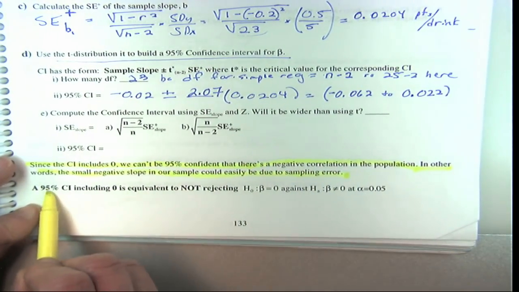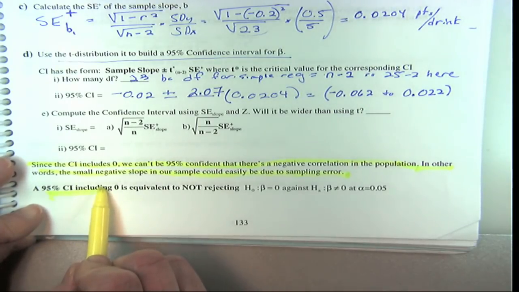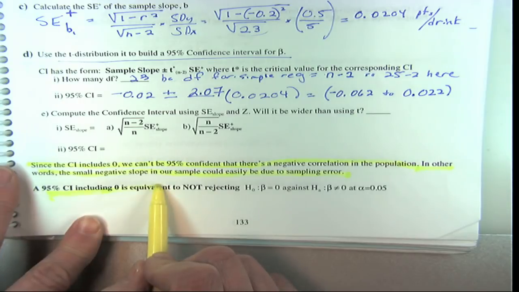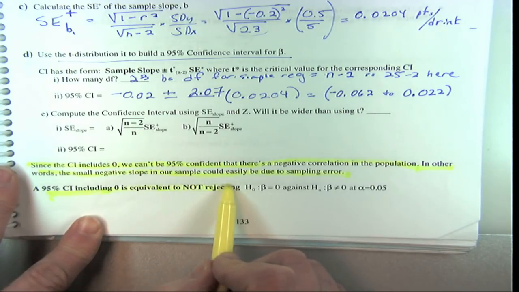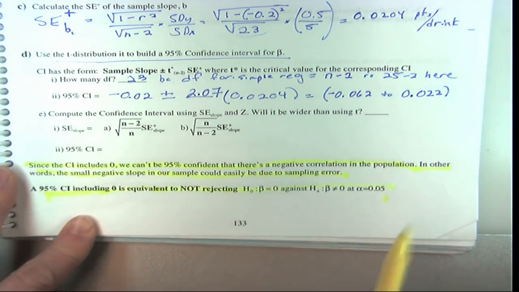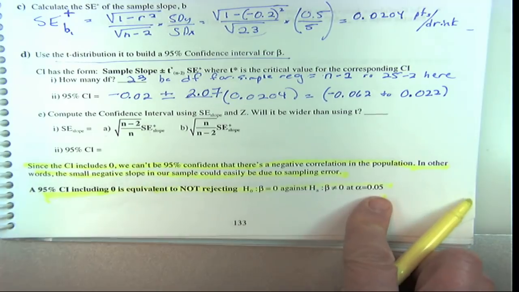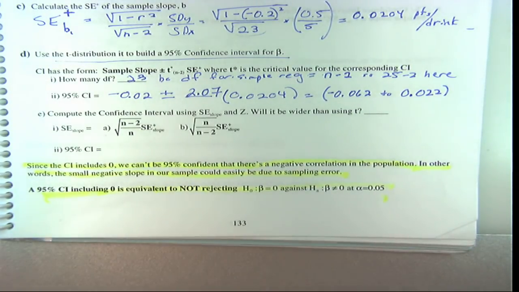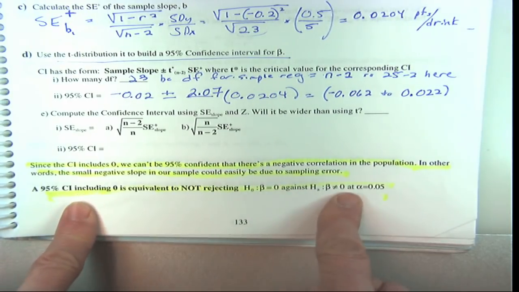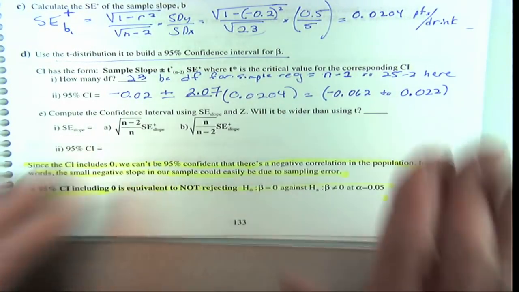And we're going to see that this 95% confidence interval including 0 is equivalent to what? Not rejecting the null for the two-sided at 5%, 2.5 in each tail. We'll look at that more next time when we do a hypothesis test. We're going to look at this a lot. But for now, this is what we got.